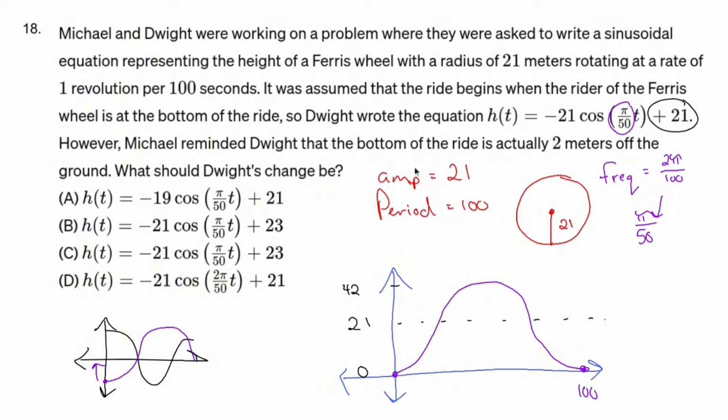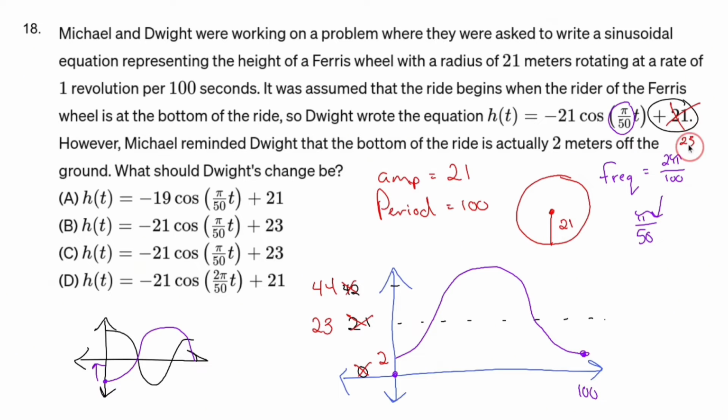Everything seems good. But Michael swoops in and reminds Dwight that the bottom of the ride actually is 2 meters off the ground. So 2 meters off the ground means going up 1, 2, making the midline 23, the bottom 2, and the top 44. Now, how does that change this function? Just the midline. That's it. So all we have to do is change that to 23.